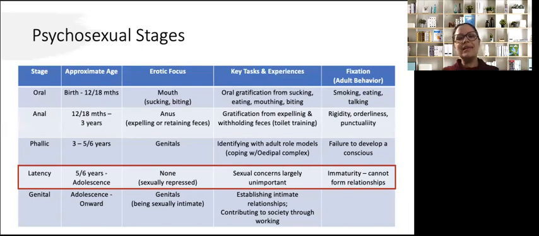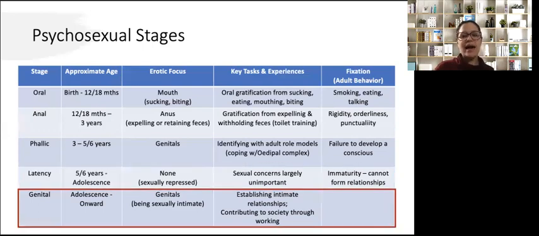But issues during this stage might result, according to Freud, in immaturity in adulthood and maybe inability to form long lasting relationships. So essentially, what he's saying is that if people get stuck in this stage, right, then that can result in an immaturity level in adulthood.